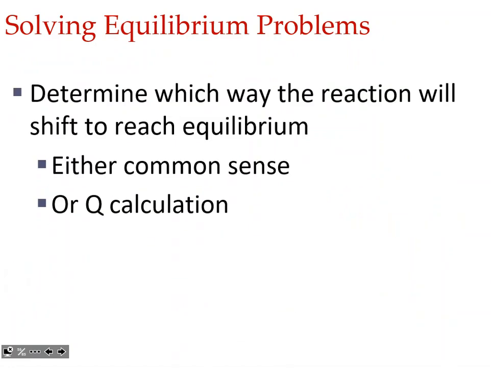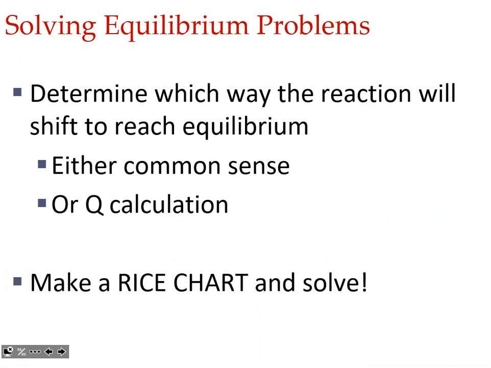So pointing out here, determine which way it will shift. It's either common sense because one of them is 0 and you know which way it's going to go, or you have to do the Q calculation. So make sure that you don't forget to do that. Make a RICE table, RICE chart, and solve.